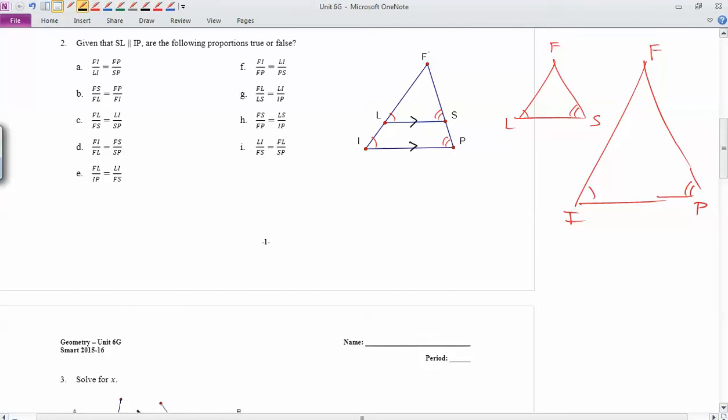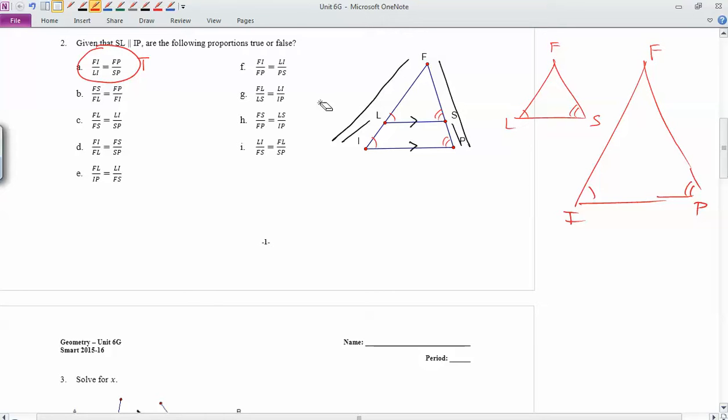So let's see, FI over LI. So if I do this whole thing over just the bottom part, the question is, is that the same as this whole thing over that bottom part? And that should feel like it makes sense. So this one is true.